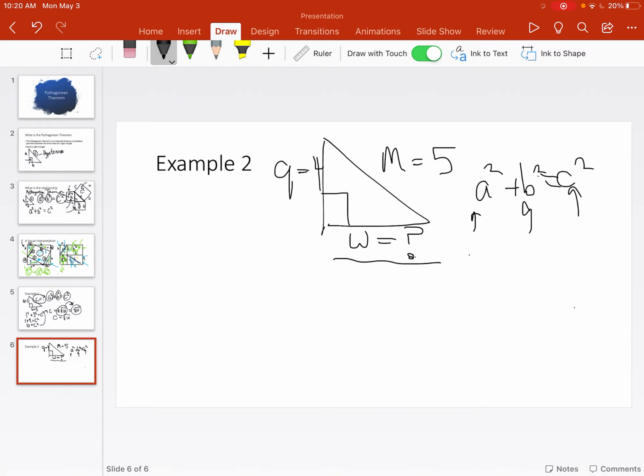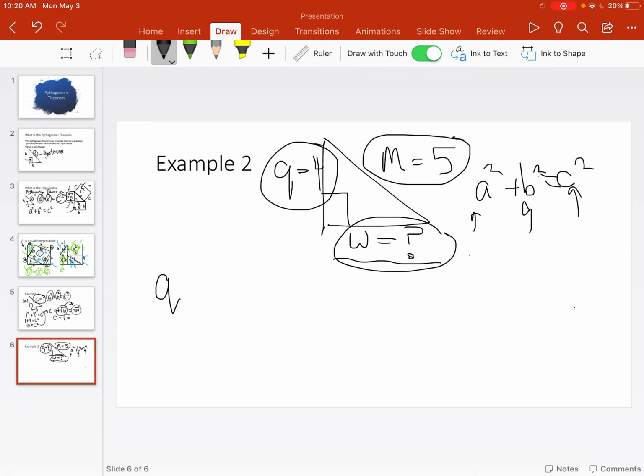Okay, so let's do this question. So what's the hypotenuse? Well, identify the hypotenuse, and the hypotenuse is represented by the letter M, and it's equal to 5. The length of the hypotenuse is 5. And so what is the side length? Well, Q is a side, and W is a side, and we don't know W. So let's write down a relationship. So Q squared plus W squared is equal to M squared, right? Because this is the hypotenuse, recall.